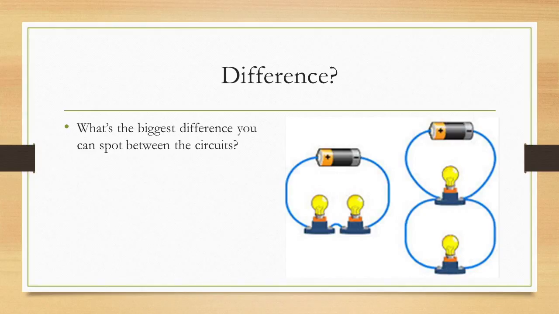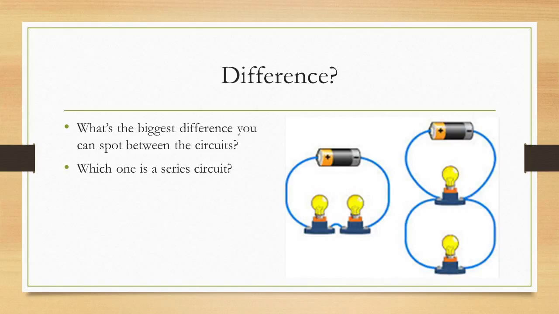Now there are a few answers to this question, but one of the most important things to realize is that in one of them there is a single loop, while in the other one there are two loops, causing it to be a different connection, or the way that the light bulbs are wired to the battery is different in both diagrams.